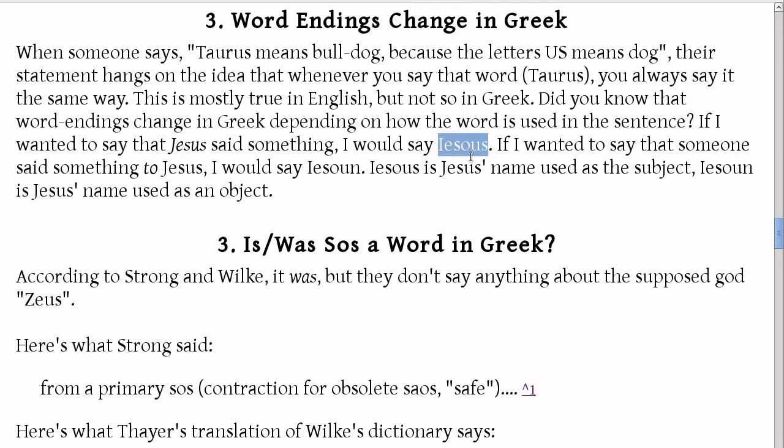Iesus is a subject. If I wanted to say that Jesus said something, I would say Iesus. If I wanted to say that someone said something to Jesus, I would say Iesun. Iesus is Jesus' name used as the subject, in Greek, obviously. Iesun is Jesus' name used as an object. Notice the difference. Iesus ends in an S. Iesun ends in an N. Now, in reality, there is actually a contraction, I believe, that's going on here that you cannot see.